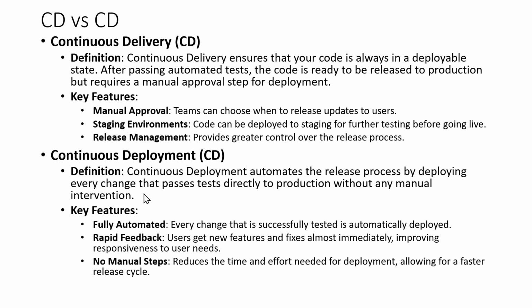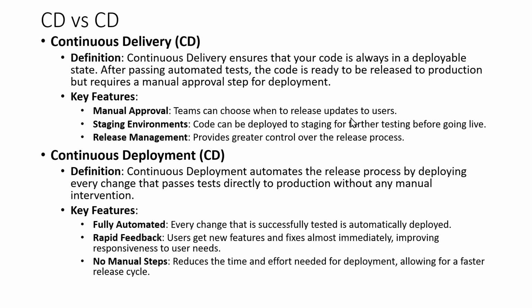That is continuous delivery and continuous deployment. So continuous delivery ensures that your code is always in a deployable state after passing the automated tests. The code is ready to be released to production but requires a manual approval step for the deployment. So the documentation and the approval from the client is required before deployment, right? So key feature: manual approval.